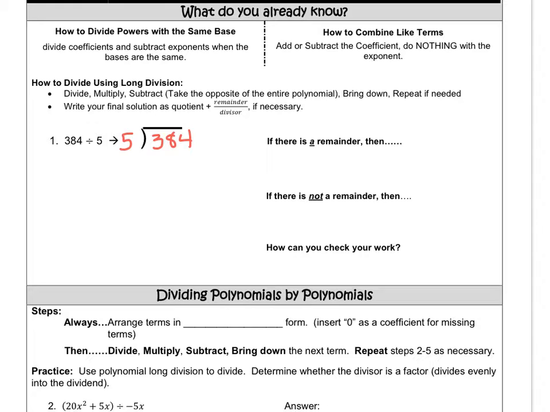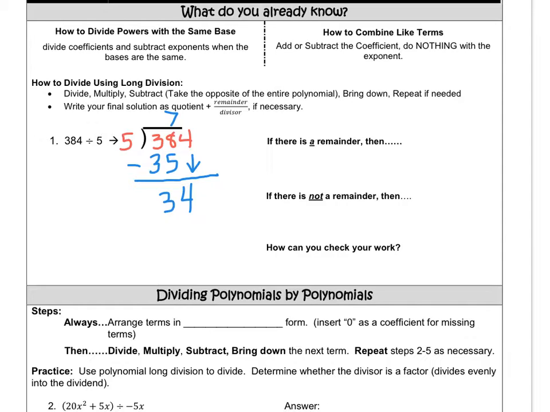All right, so let's think about our process. First thing we ask ourselves is, how does 5 go into 3? It does not. So then how many times does 5 go into 38? Well, we know it goes in 7 times, so we put our 7 above the 8. Next step that we always do is we multiply. So 7 times 5 is 35. And then our next step is we subtract. So we're going to subtract 38 minus 35 leaves us with 3. And we bring down our 4, so 34.